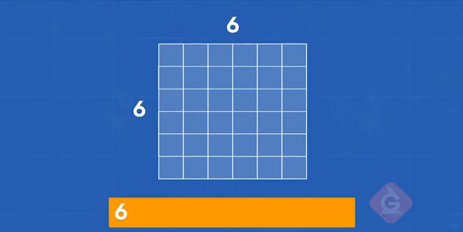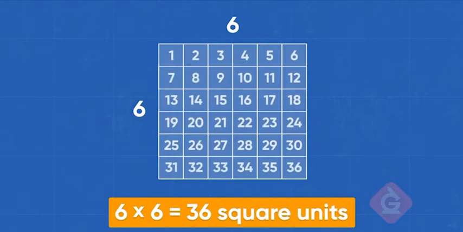Let's use the area formula with this shape, which is a perfect square. It is 6 units in length and 6 units wide. To find the area, I multiply 6 times 6, which is equal to 36. So the area of this square is 36 square units.